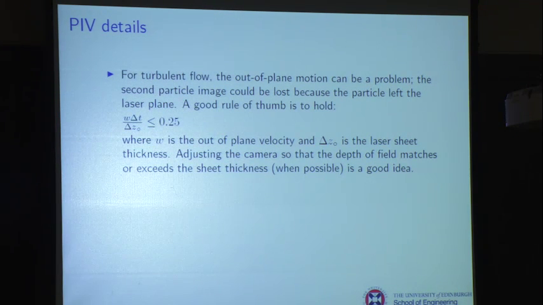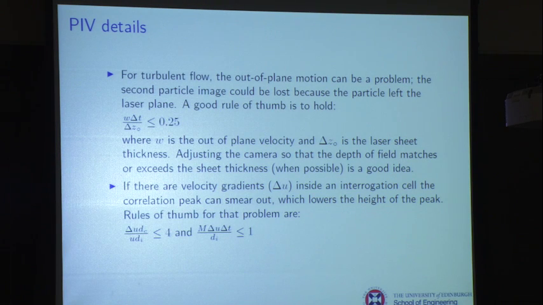So that depends on how thick your plane is, right? When this thing starts to have a lot of out-of-plane motion, you need to make the plane thicker. And so the rule of thumb is to set W, which is the out-of-plane velocity, if you know it, relative to delta 0, the laser sheet thickness. You need to have them set that way.